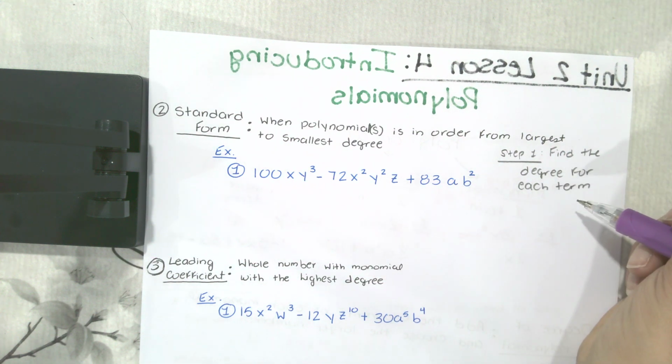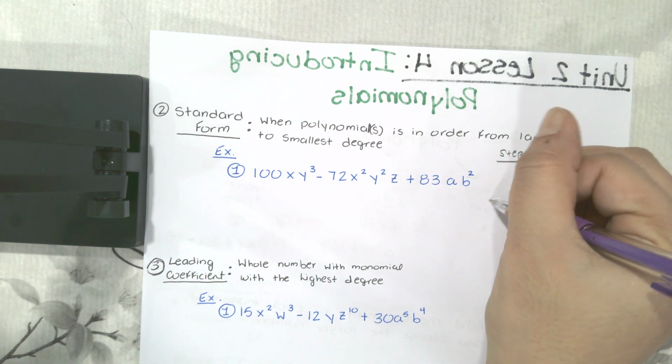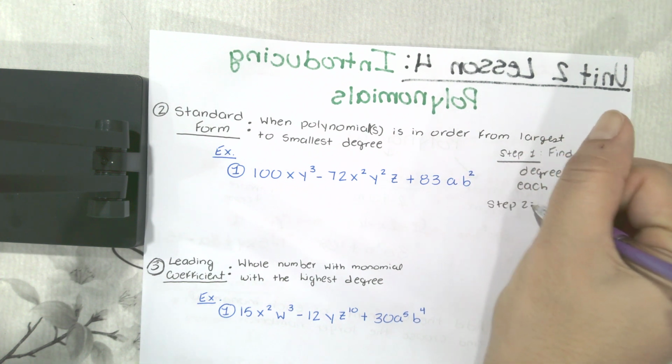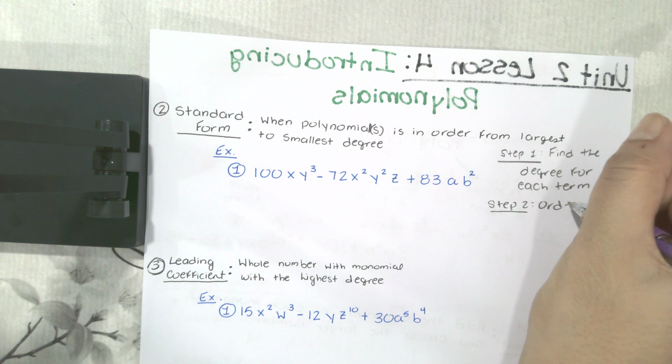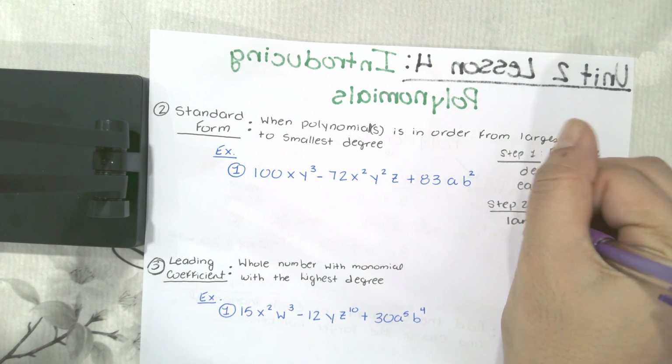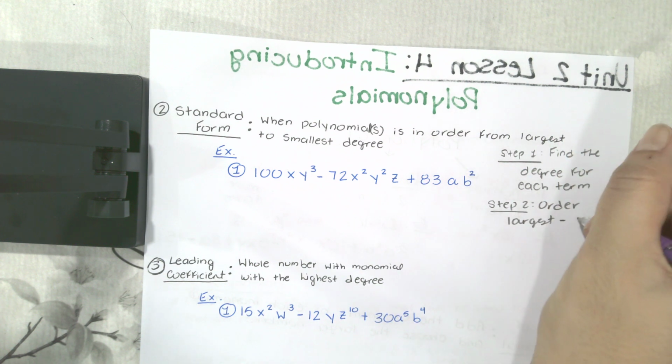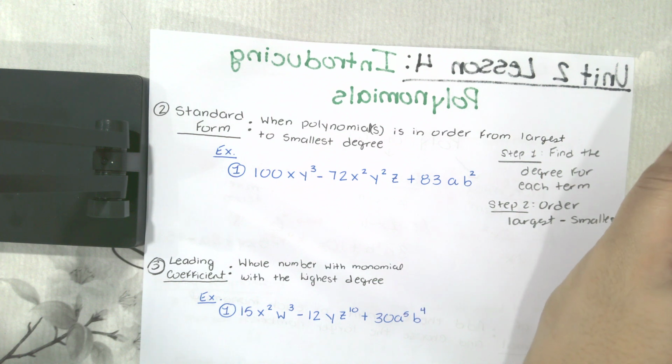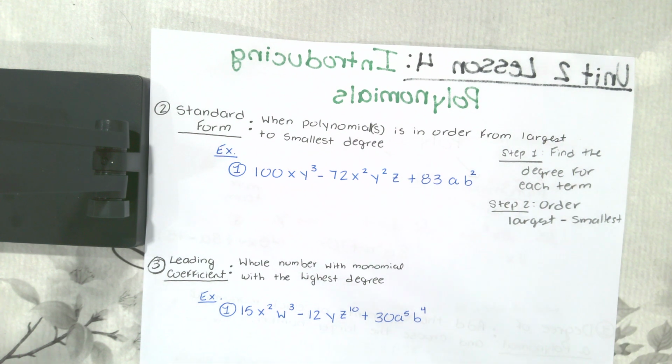Once you're done finding the degree for each term, your second step is to put it in order from largest to smallest. That's it. Once you're done with those 2 steps, you move on.